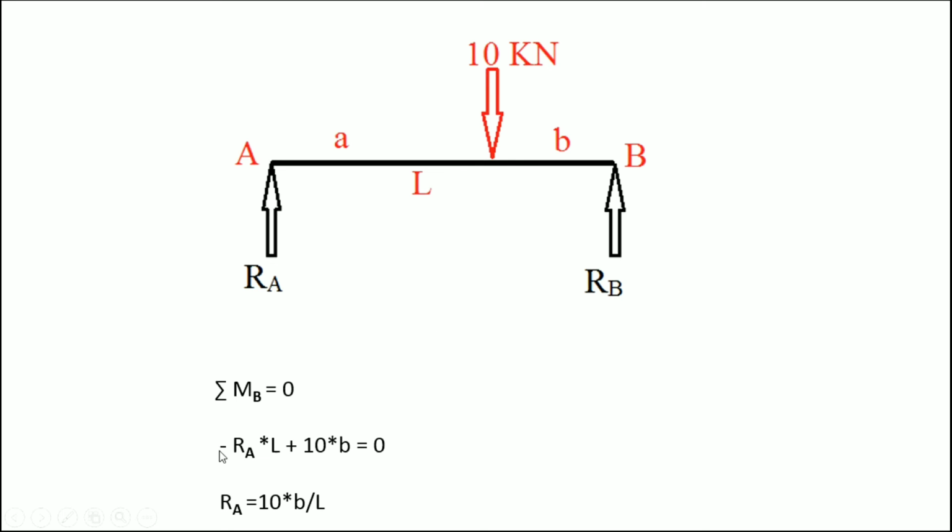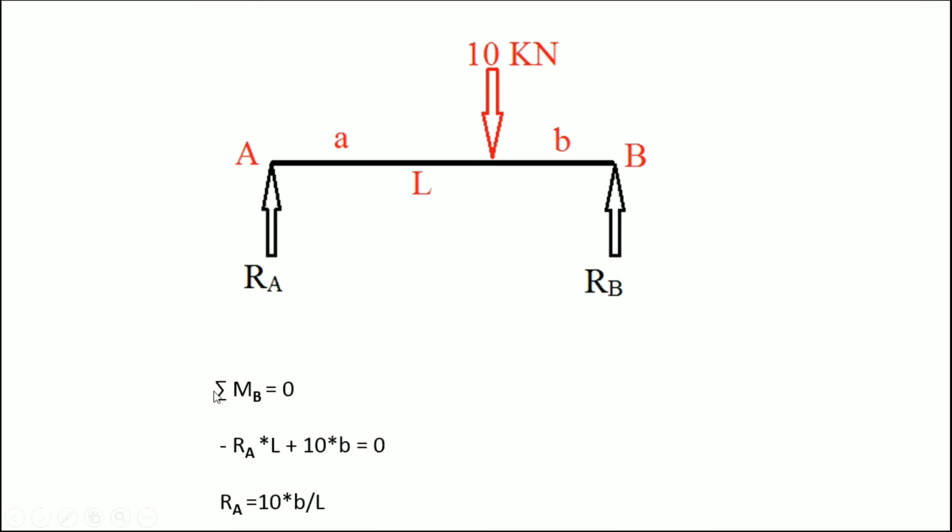So clockwise will be negative. So multiplying RA with the distance between the point of consideration and the point of action of the reactive force, this will be minus RA into L, and plus, because this is a positive anti-clockwise, so as per our convention it is a positive moment, plus 10 into the distance from the considered point, equal to 0.